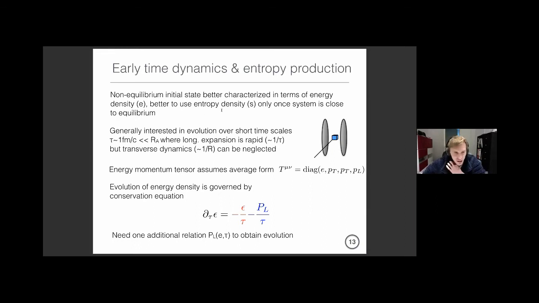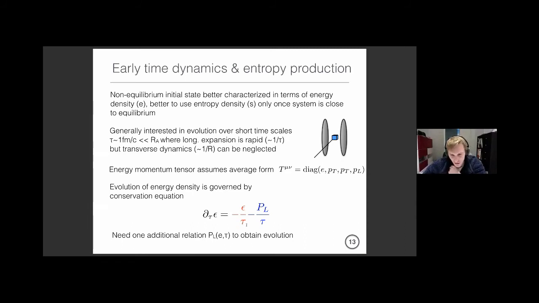Okay, so how do we go about that? To study entropy production, of course, we start from a highly non-equilibrium state, and that non-equilibrium state is better characterized in terms of its energy density, so I'd prefer to only use the notion of entropy once the system is close to equilibrium. As in the previous part, the way we'll do this is we'll think of this local process of equilibration, so study local homogeneous patches of the QGP, where the energy momentum tensor is simply of this averaged diagonal form. So we have energy density, transverse and longitudinal pressures, and you can simply write down the conservation equations for this system, starting from an initial energy density, which is what was deposited in the collision.